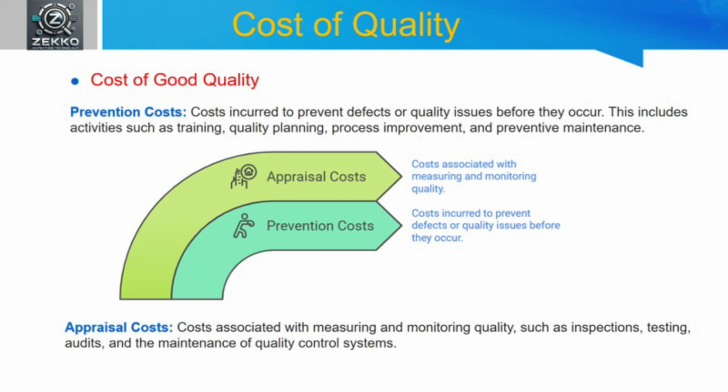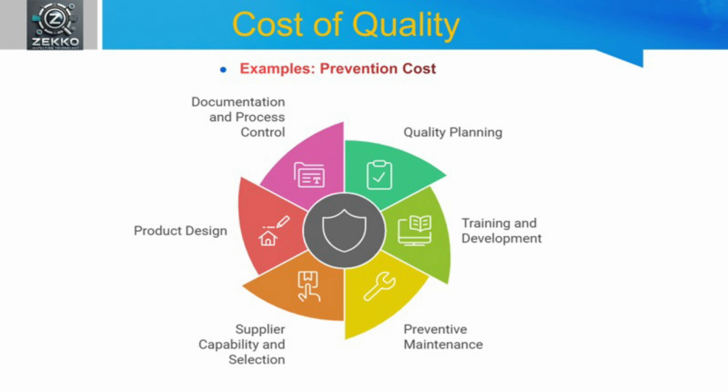Here is a very simple definition of prevention cost: cost incurred to prevent defects or quality issues before they occur. That means to prevent further defects or bad quality, we have to incur cost, and that cost is called prevention cost. There are many activities like training, quality planning, process improvement, and preventive maintenance.